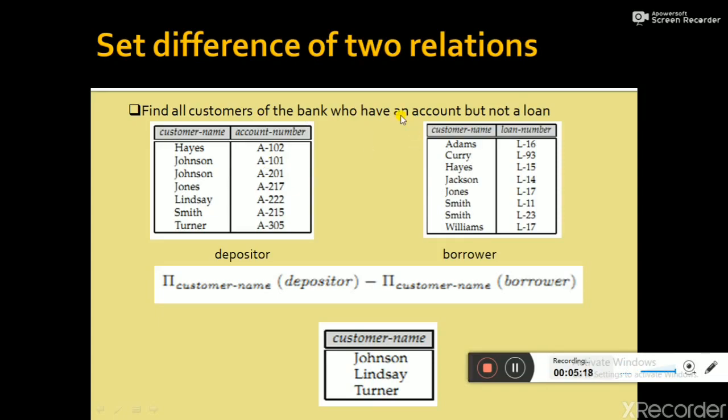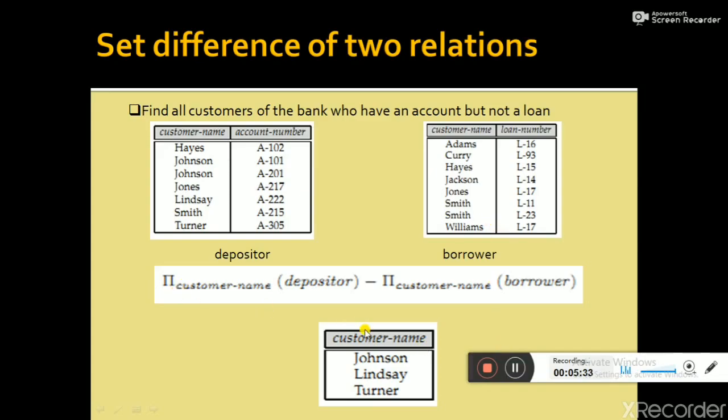So the customers who have an account, we get that information from the relation depositor only, and the customers who have a loan, we can get that information from the borrower relation only.